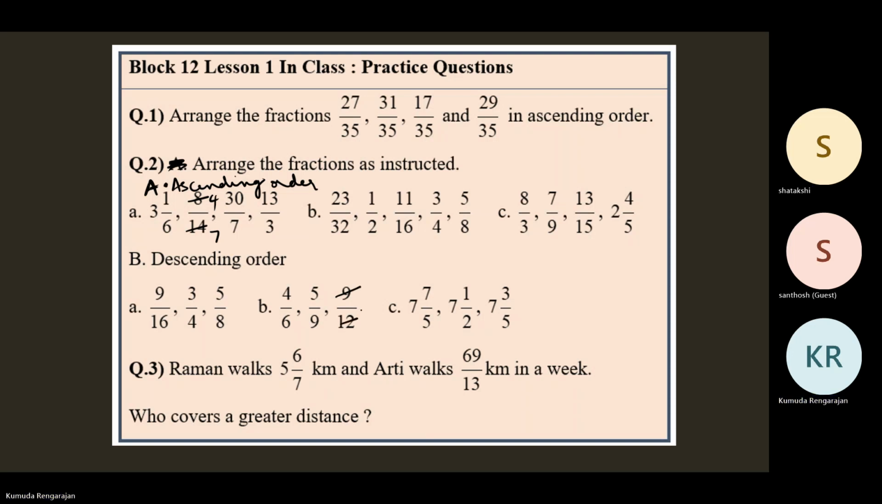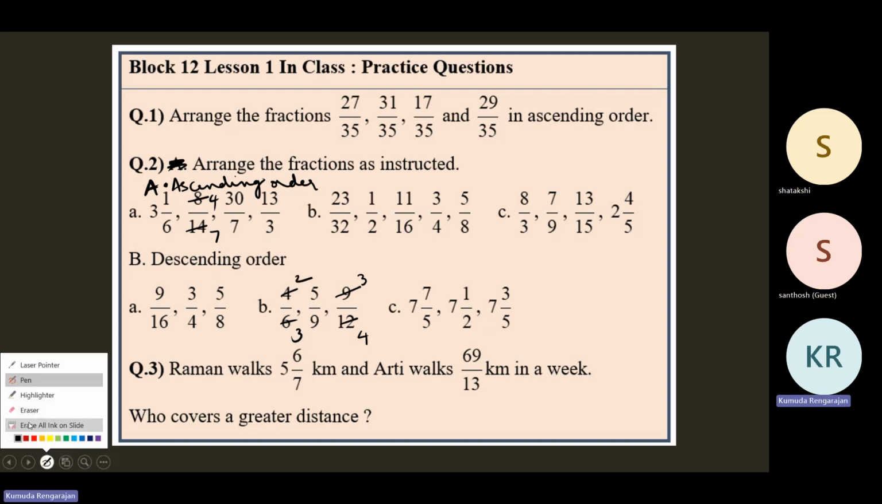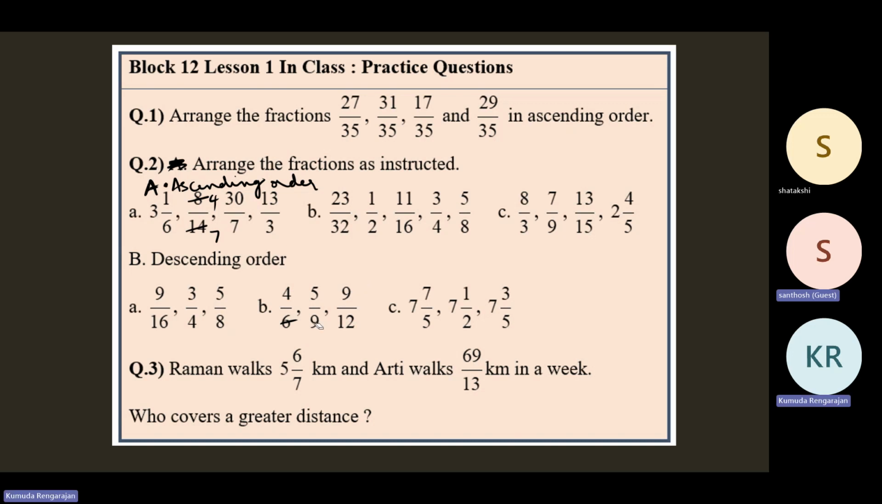See here. Tell me, how can you simplify 9 by 12? Ma'am, by 3. 3 3s are 9 and 3 4s are 12. Then in 4 by 6? Ma'am, by 2. 2 3s are 6 and 2 2s are 4. Very good. So like this, you should simplify, children. We should simplify, and then that simplified denominator you should take and find the LCM.